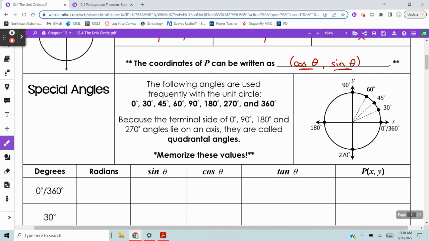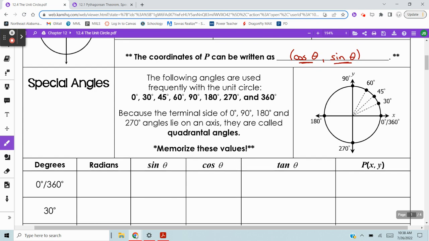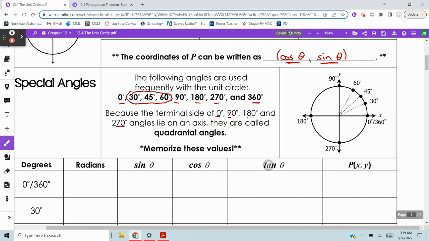Okay, and that leads us to the next section, and that is special angles. I'm going to go ahead and talk about quadrantal angles. It says the following angles are used frequently with the unit circle. And notice that 30, 45, and 60 are on here. We'll go back and revisit those in a second. Then you have these other angles that are very common, because the terminal side of 0, 90, 180, and 270, and that involves 360 as well, which they left out, lie on the axes. They are called quadrantal angles.